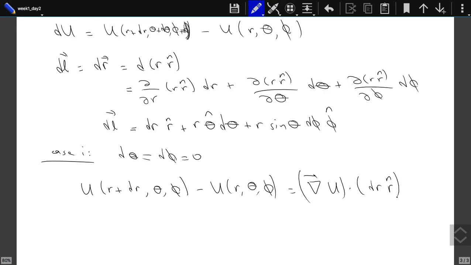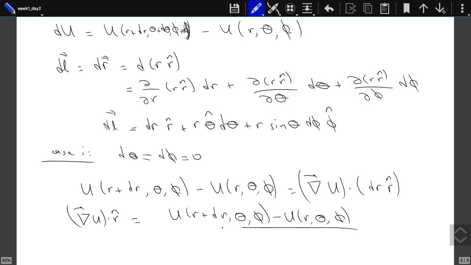I can divide both sides by dr. So gradient of u, I take its scalar product with r hat. And this just gives me u of r plus dr, theta and phi, minus u of r, theta and phi, divided by dr, which is nothing but the derivative of u with respect to r.